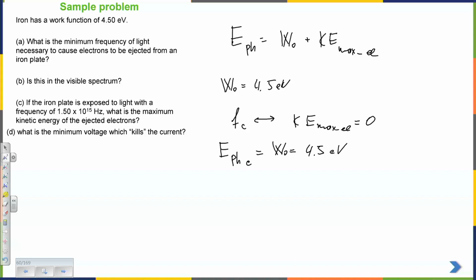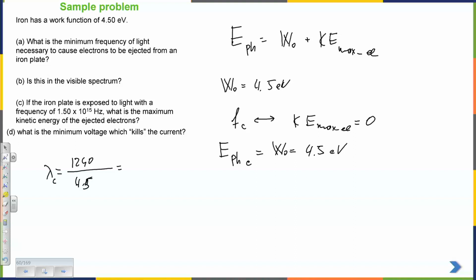And well, what can we do? If we know energy, we can calculate frequency, we can calculate wavelength. Actually, let's do wavelength first. I like the wavelength first. It equals 1240 divided by 4.5. That's not just any wavelength. That's a specific critical. If light has a longer wavelength, nothing will happen. We need shorter wavelength, higher frequency in order to light to eject electrons.